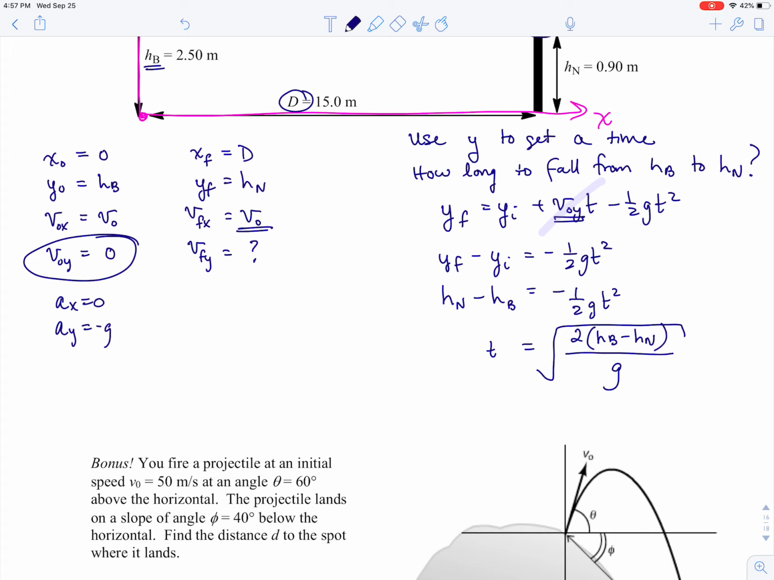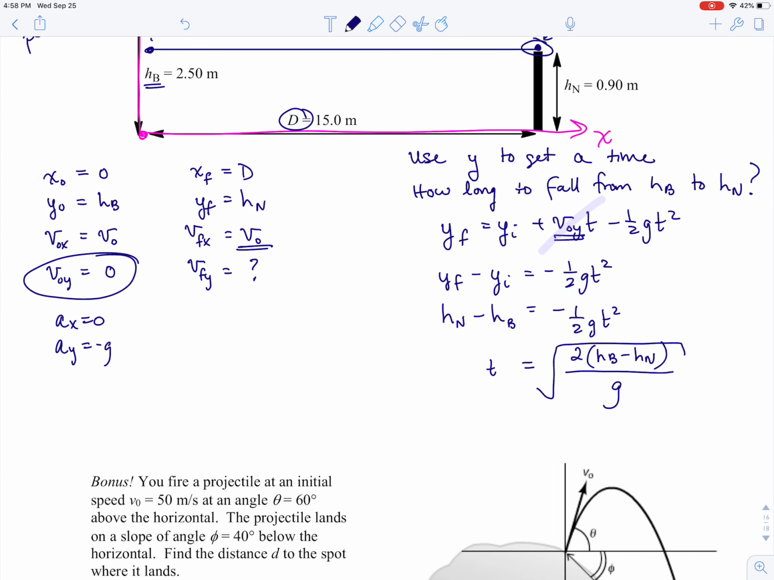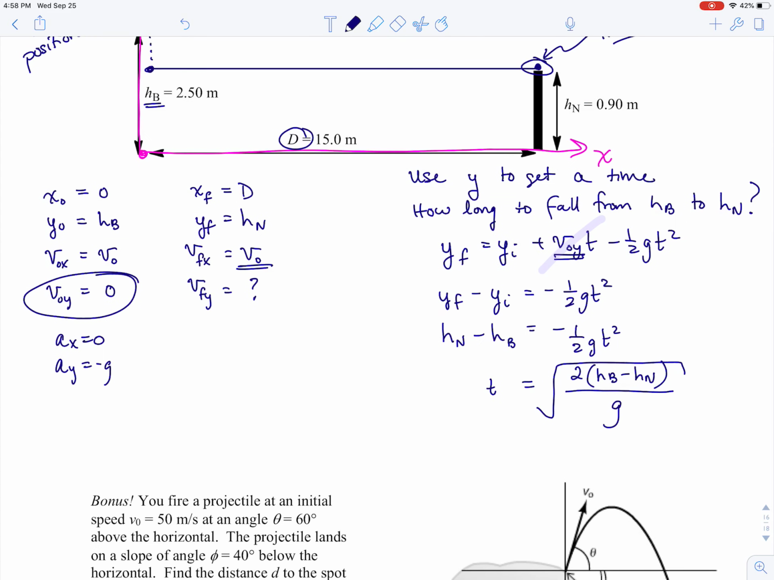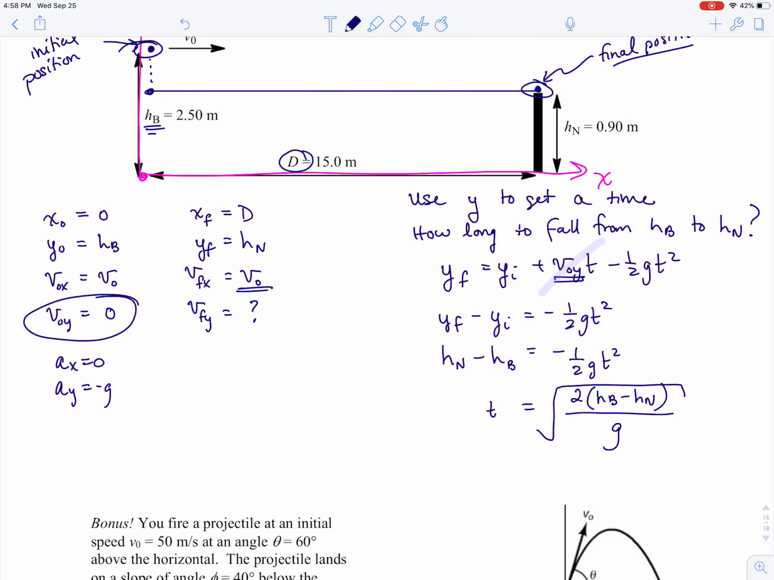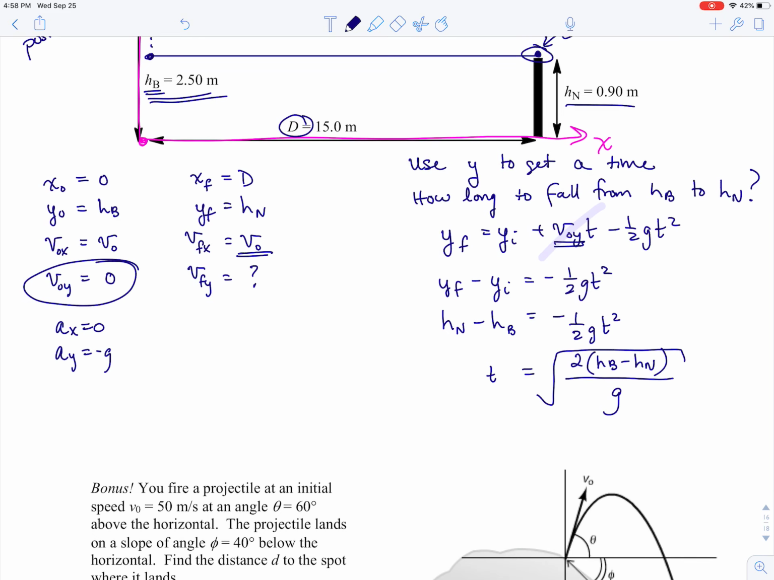Okay, so let's just check to make sure this makes sense. So we're going to have to take hb and subtract hn. And I hope that that's a positive number because we're going to take the square root and get a time, and we don't want it to be imaginary. So hb is bigger than hn, so this looks good.